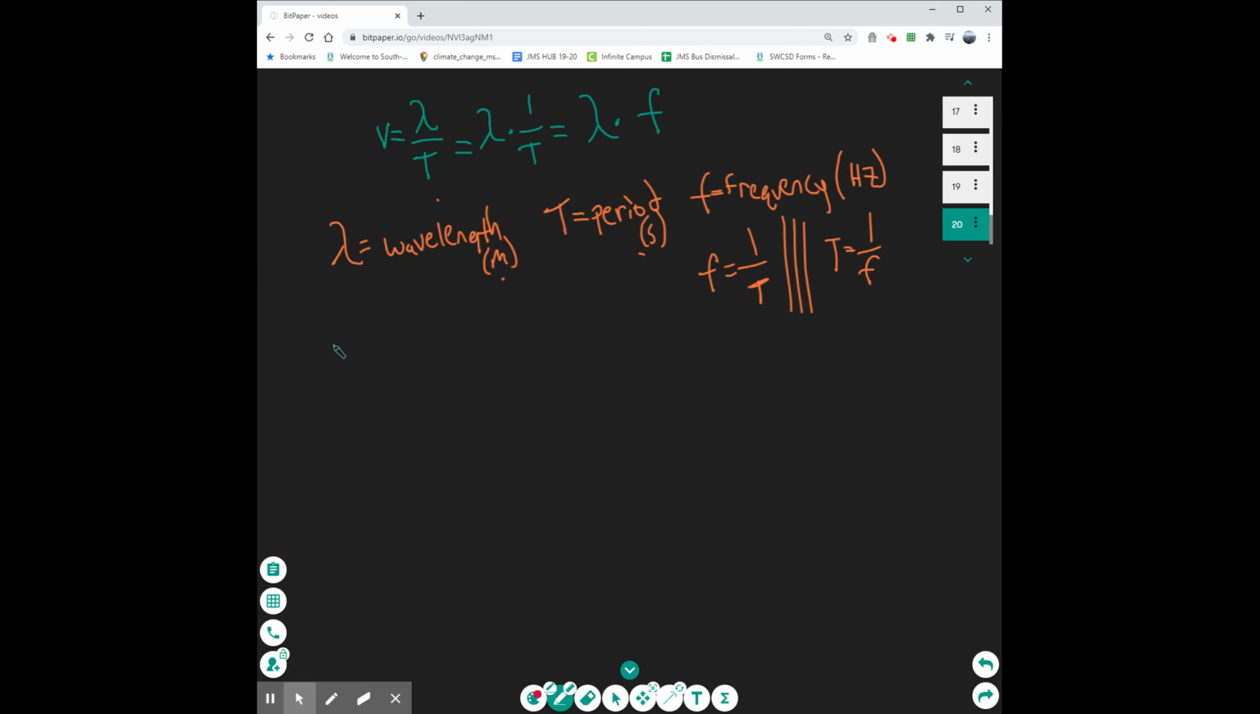Let's make the problem a little bit more difficult. Find velocity when lambda equals 3 meters and frequency equals 20 hertz. Now we need to write down our givens. Let's do that first.